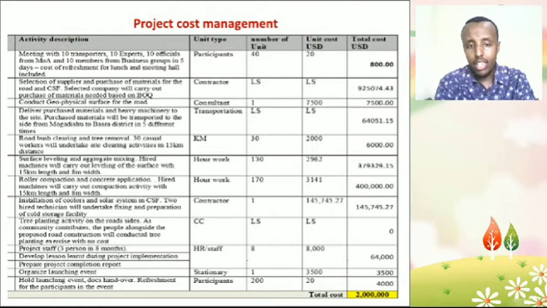The third activity will be to conduct a geophysical survey for the road before we start, to know the bearing capacity of the soil. The cost will be $7,500. And the fourth activity will be to deliver purchased materials to the site, and it will be $6,400.